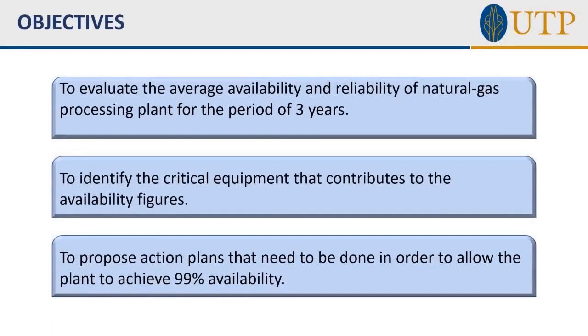Moving on to the objectives. The first objective is to evaluate the average availability and reliability of the natural gas processing plant for the period of 3 years. The second objective is to identify the critical equipment that contributes to the availability figures. The third objective is to propose action plans that need to be done in order to allow the plant to achieve 99% availability.